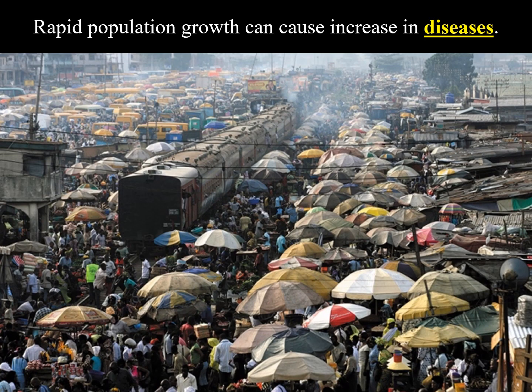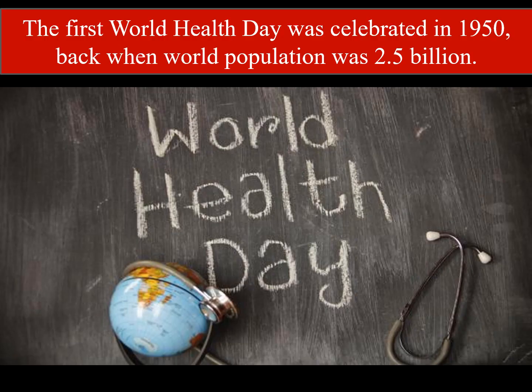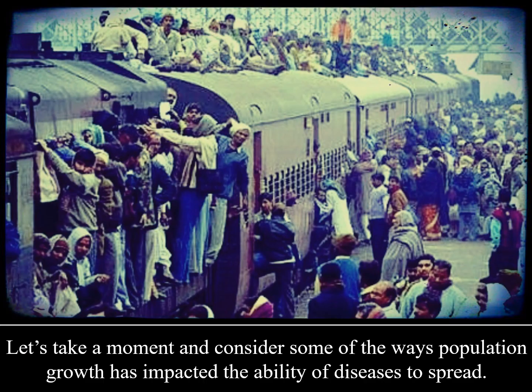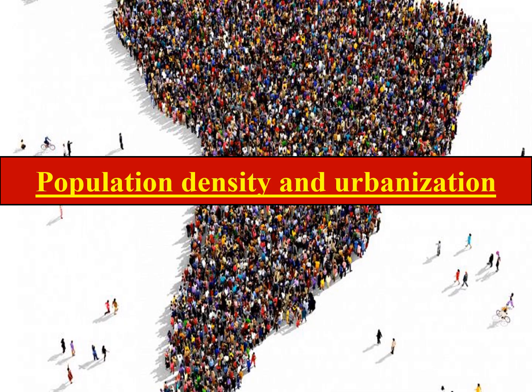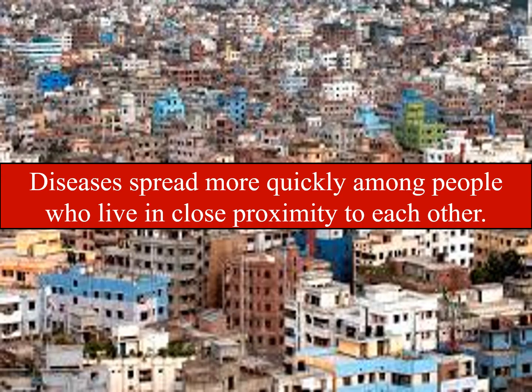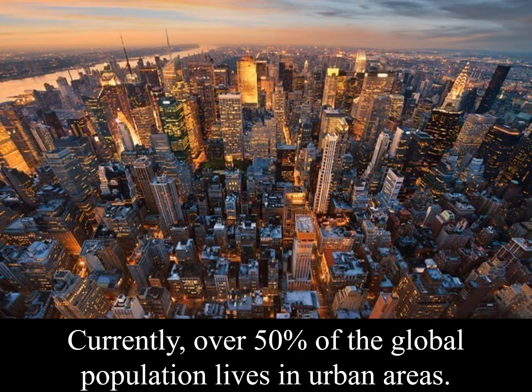Rapid population growth can also increase diseases. The first World Health Day was celebrated in 1950, back when world population was only 2.5 billion. Let's take a moment and consider some of the ways population growth has impacted the ability of diseases to spread. Population density and urbanization. Diseases spread more quickly among people who live in close proximity to each other. Currently, over 50% of the global population lives in urban areas.